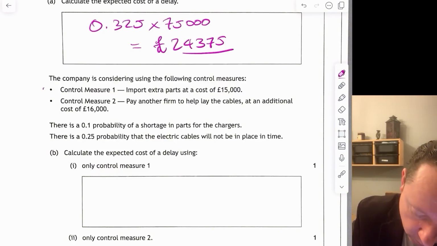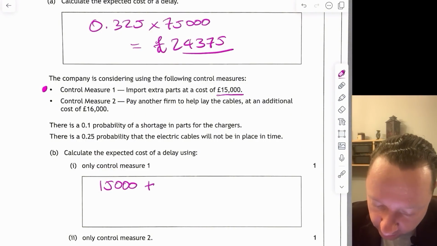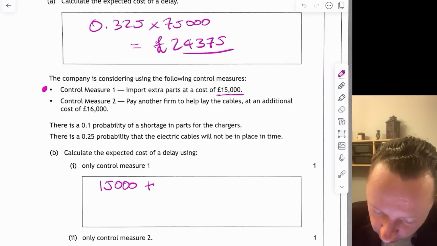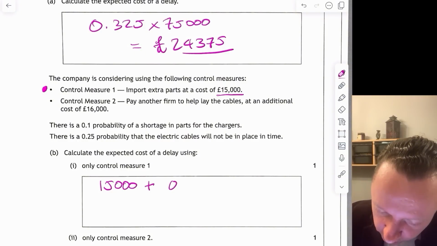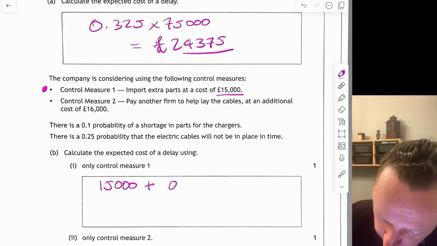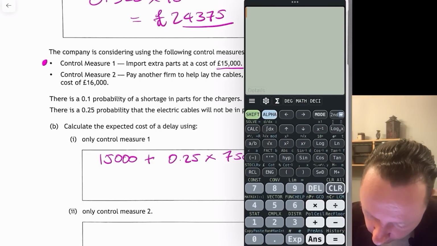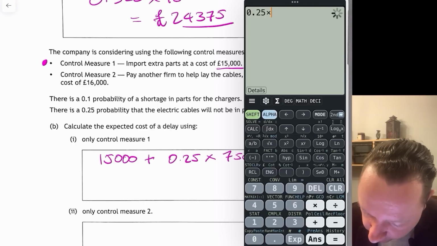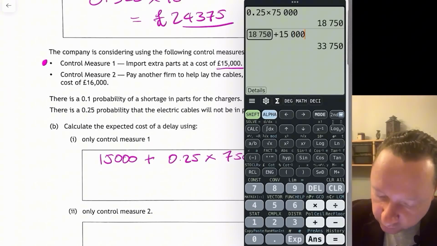So if I use control measure 1, to start off, it costs me 15,000. So that's what I start with. And then if control measure 1 is in place, I've already imported the extra parts, so I don't need to worry about the shortage of parts, I only need to worry about the electrical cables. So I've got 0.25 times 75,000. So 0.25 times 75,000 is this, plus the 15,000 is 33,750.